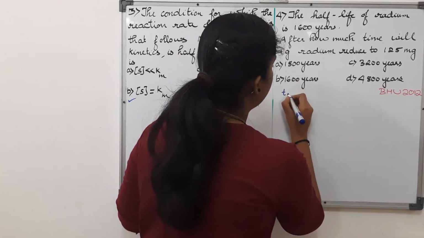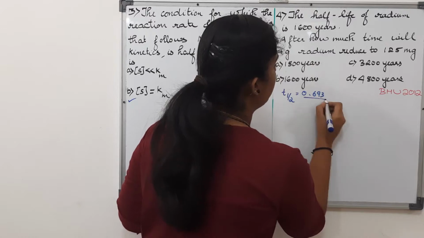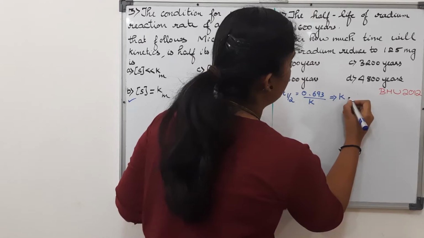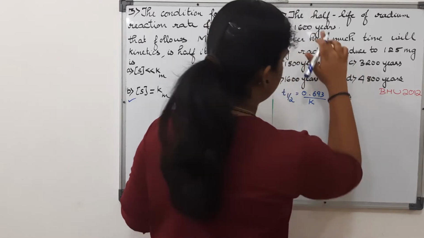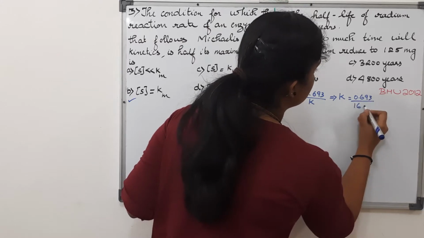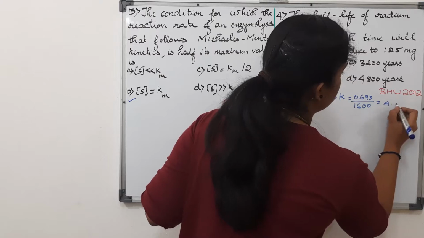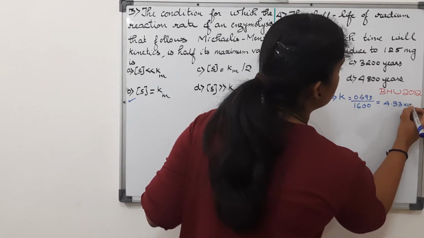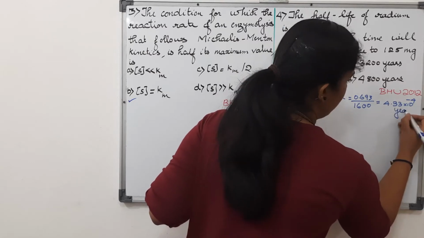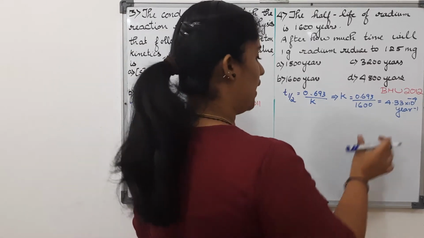So T half equal to 0.693 by K implies my K value would be equal to 0.693 by this 1600. And this value will come out to be approximately 4.33 into 10 power minus 4, and this 1600 is in years, so this K value would be in year inverse, right? Okay. Now we have the K value.